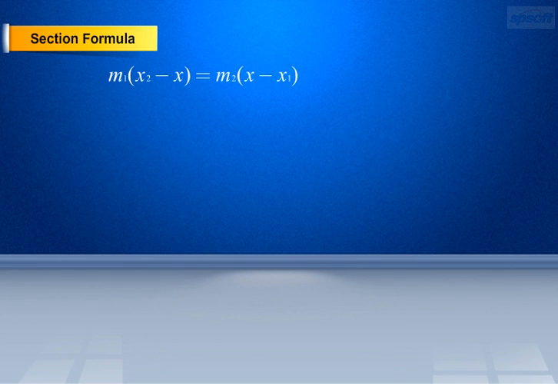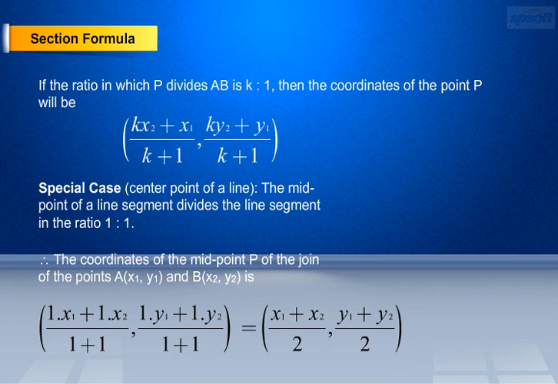Special case: the midpoint of a line. The midpoint of a line segment divides the line segment in the ratio 1:1. Therefore, the coordinates of the midpoint P of the join of the points A(x1, y1) and B(x2, y2) are (1 into x1 plus 1 into x2) divided by (1 plus 1), (1 into y1 plus 1 into y2) divided by (1 plus 1), which equals ((x1 plus x2) divided by 2, (y1 plus y2) divided by 2). This formula is also called the midpoint formula.